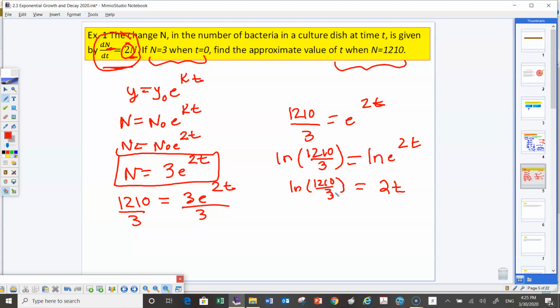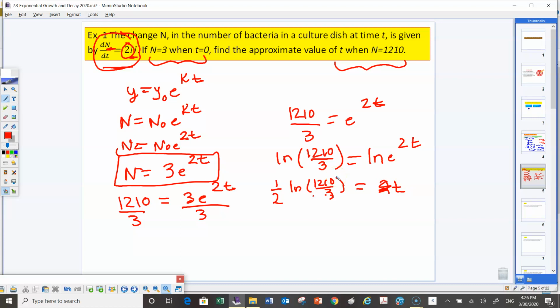And now all I have to do is divide both sides by 2 or times the left side by 1/2. And if I do that, I will get my final answer. So I'm just going to try to erase this here. And that 2 will be gone. So that's going to be the time that the number of cells will grow to 1210.